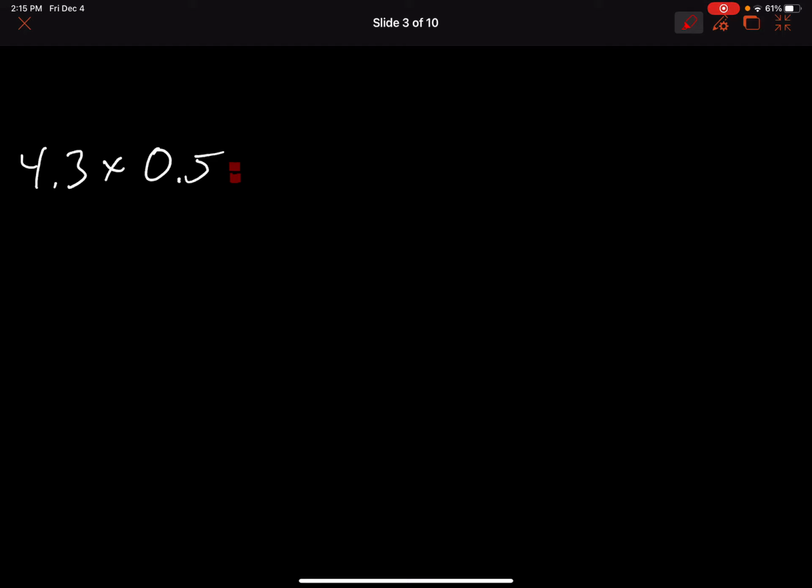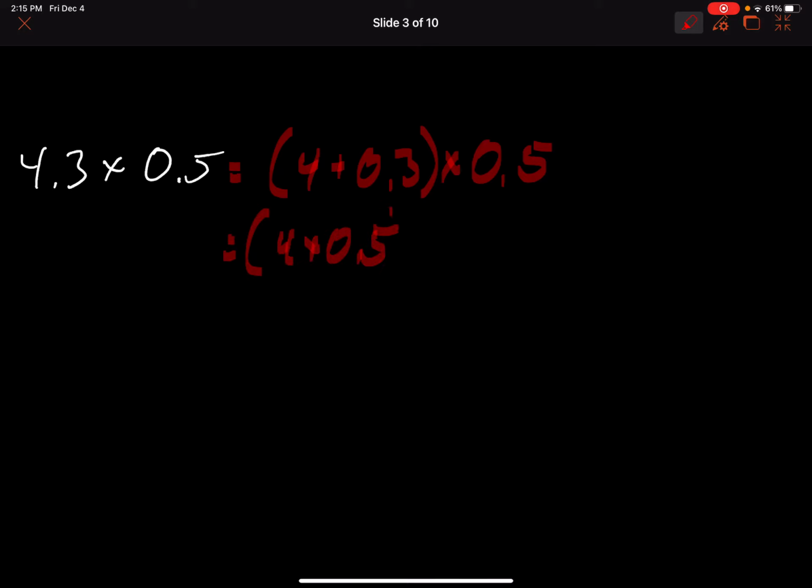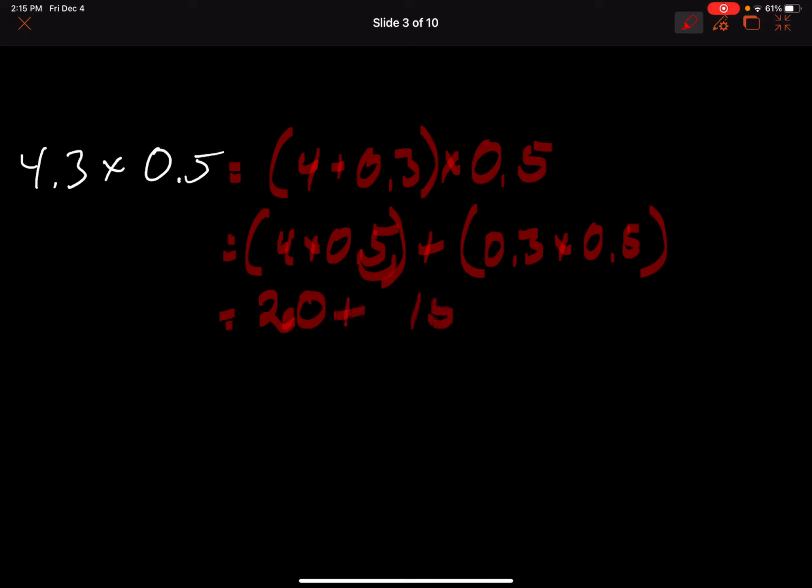Okay, so the first way that I'm going to do this is I'm going to split this number up into 4 plus 3/10, times 5/10. Okay, now I rewrite my problem with 5/10 multiplying both of those numbers. Okay, and now I can just multiply it out. So this is 20, and I have 1 decimal place, and this is 15, and I have 2 decimal places, and now I can add these back together.